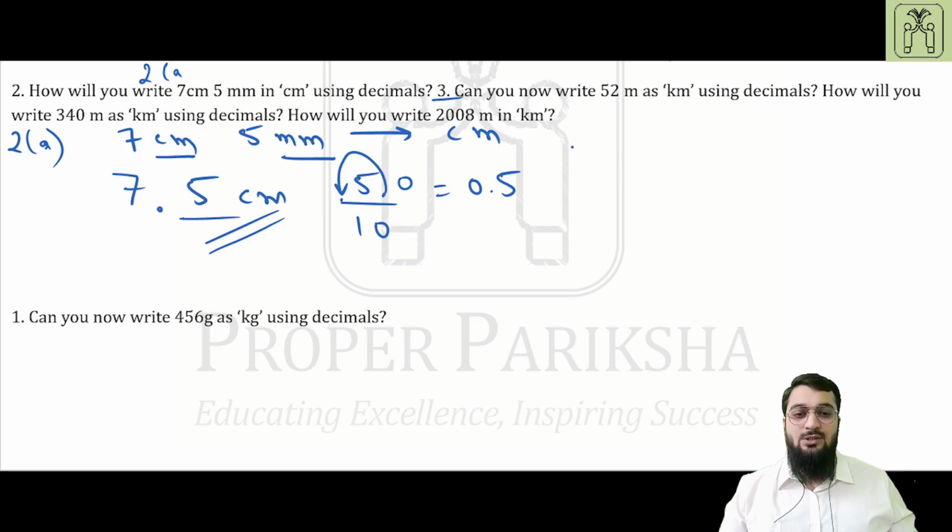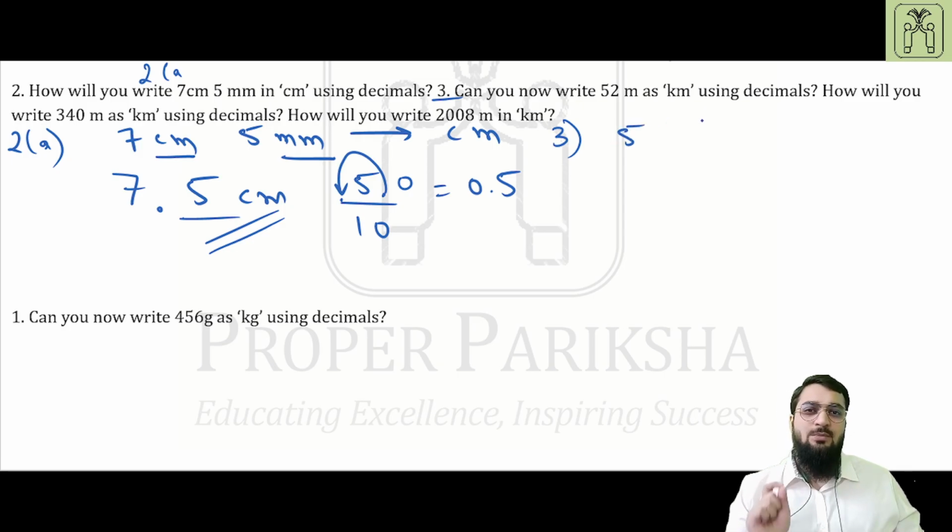The next question is question number 3. What does this ask to do? Let us see. Can you write 52 meters as kilometers? No problem. First step is to write the question in a simpler manner before solving. So 52 meter to be converted into kilometer.